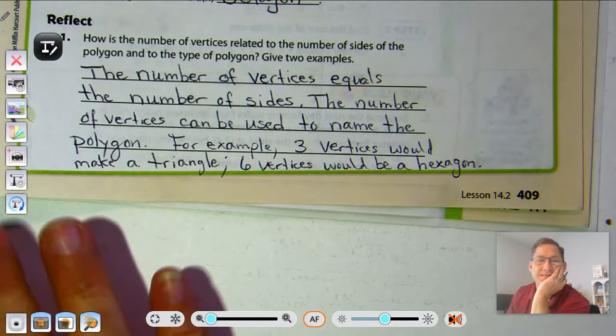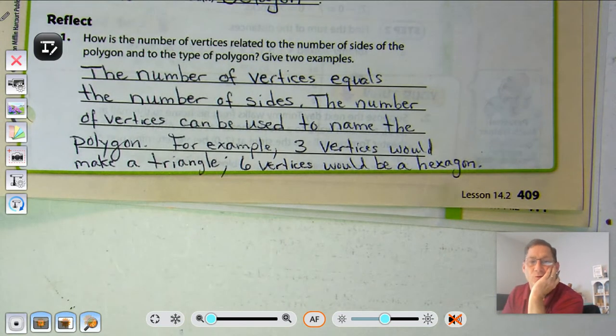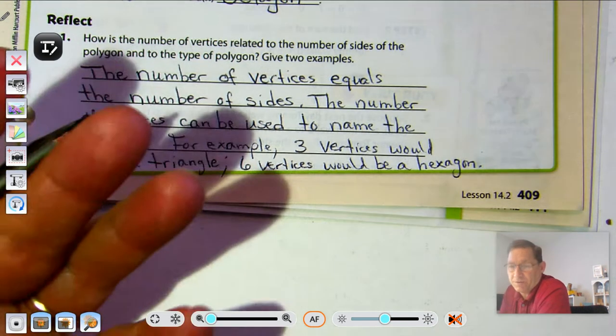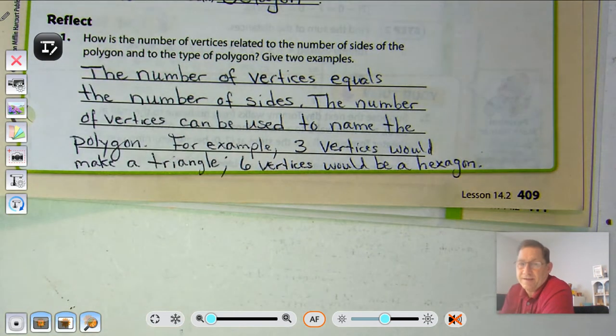All right, so the number of vertices, as we saw in our two examples on the coordinate plane, equals the number of sides. Well, then that means that the number of vertices can be used to name the polygon. If you have 3 vertices, you'd make a triangle. If you had 6 vertices, you'd make a hexagon.